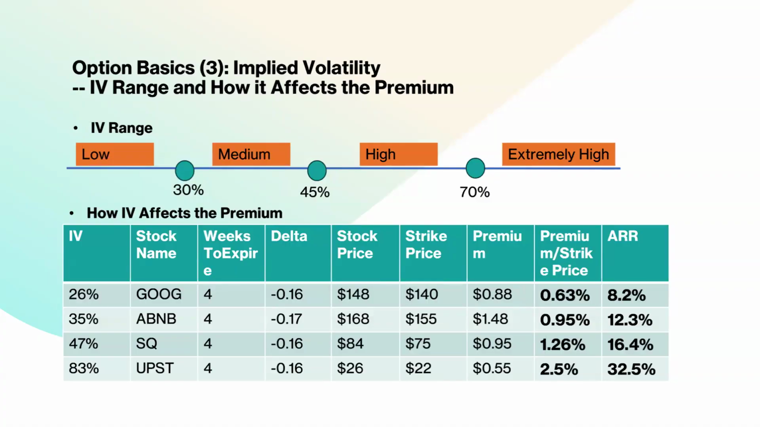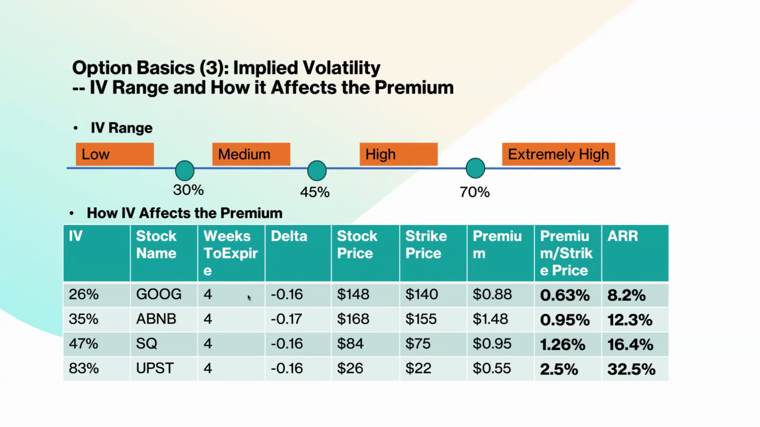Based on my observation of all my 50 plus stocks, I have defined the low IV as less than 30%, medium as between 30 to 45%, high as between 45% to 70%, and extremely high as above 70%.